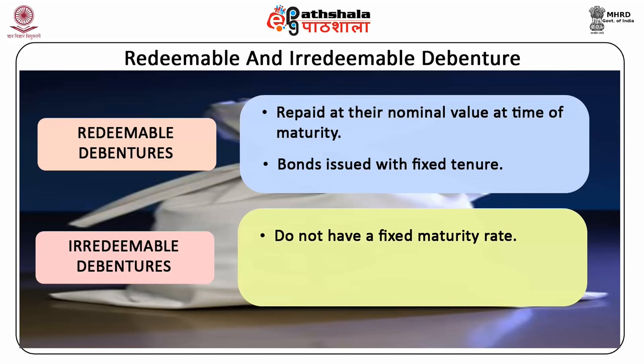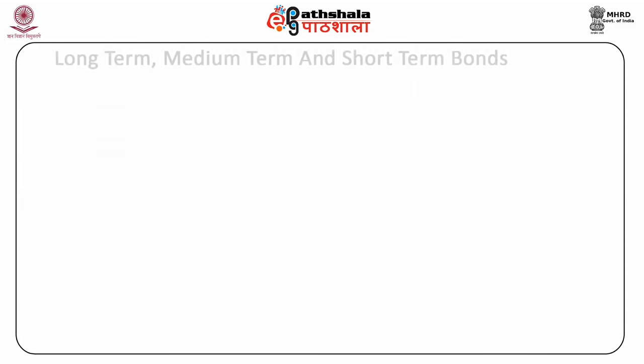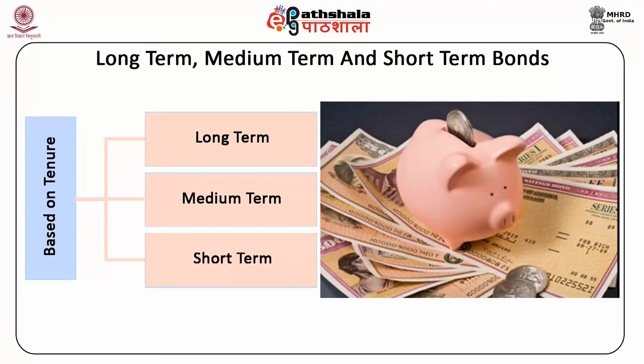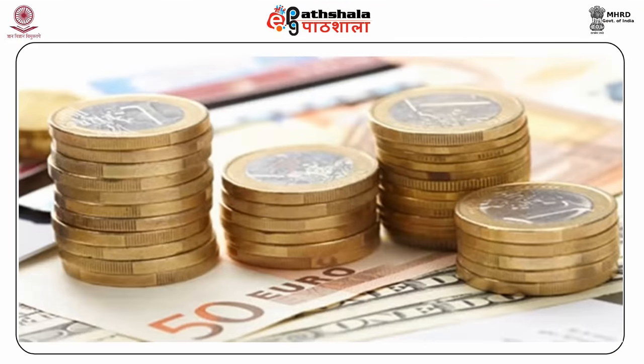Thus, if the bonds are issued with a fixed tenure, they are called redeemable debentures, while the perpetual debentures are called irredeemable debentures. Based on the tenure of bond or maturity period, bonds are classified as long-term, medium-term, and short-term bonds.